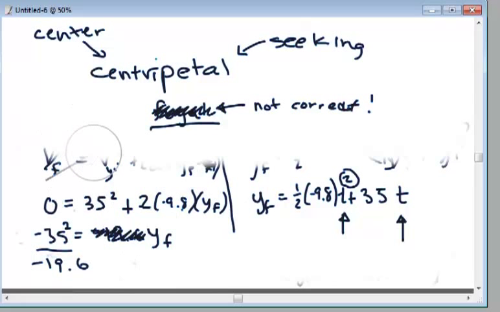Okay, next question, number 12b, was what is the direction? Well, if it's center seeking, what is the direction of center seeking? The direction is toward the center.